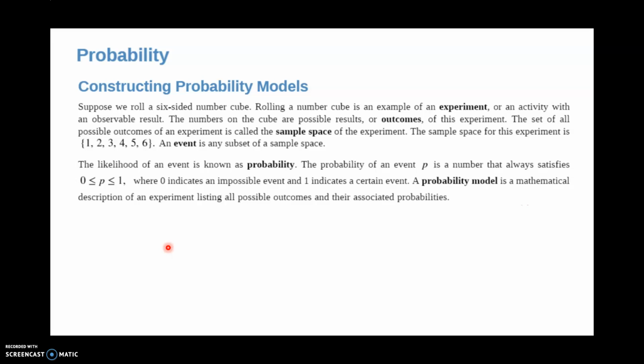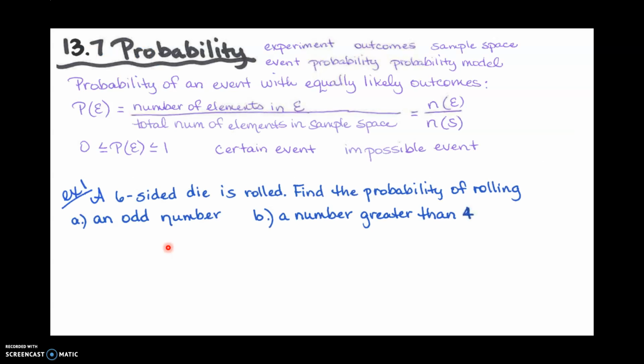All right, so for 13.7, we want to look at probability. So take a second, if you would please, and pause your computer and go ahead and read this paragraph about the different terminology. When you're looking for the probability of an event where all of the outcomes are equally likely to occur, your probability is just going to be the number of elements in the event over the total number of elements in the sample space.